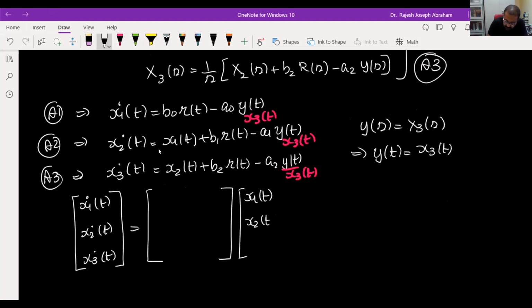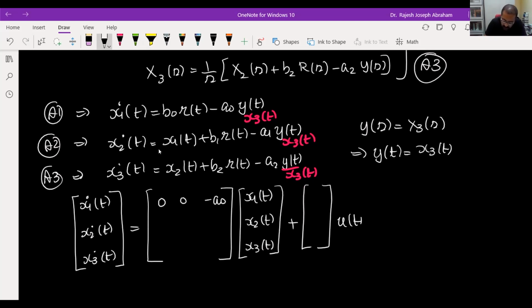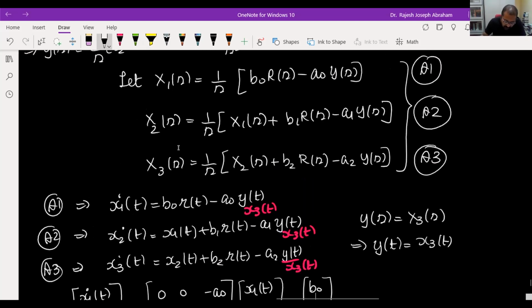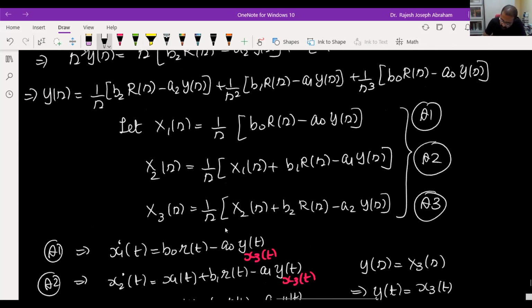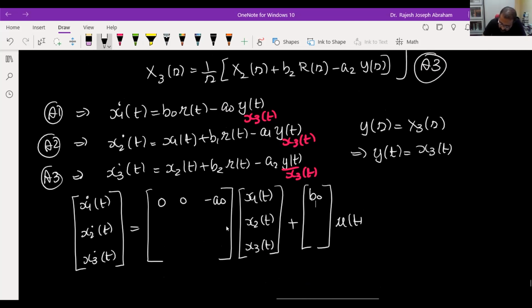x1, x2, x3 plus some matrix into U. Now what is x1 dot? Minus a naught x3. All other entries are 0. And here b naught r of t. Let this be r of t. Okay, b naught r of t.